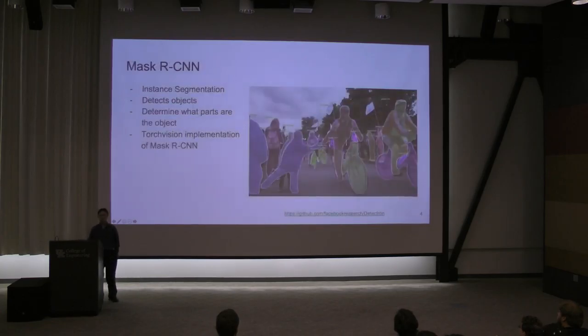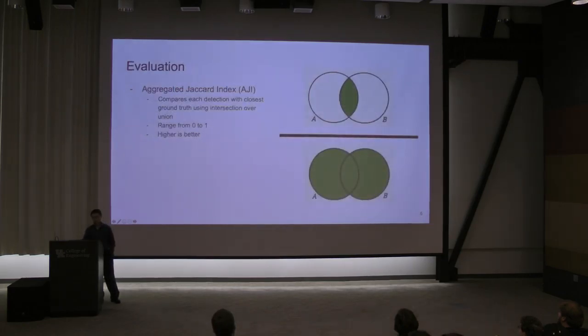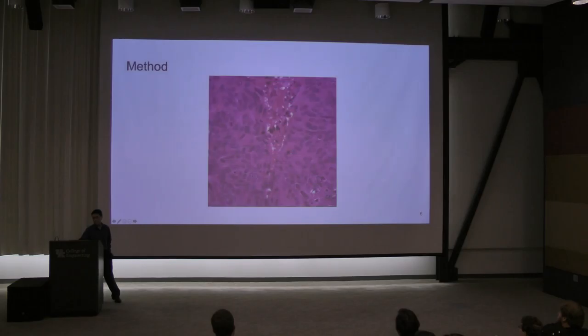So one thing I used here was Mask R-CNN. It's an instance segmentation network that allows us to detect objects and determine exactly what part of the image is part of that object. And I specifically used the torchvision implementation of Mask R-CNN inside Python. To get a measurement of how well I was able to detect the nuclei, I used an aggregated Jaccard index, which is just an intersection over union, except it adds all the intersections and all the unions over separate nuclei by comparing each of them to each other, with a good score being close to one.